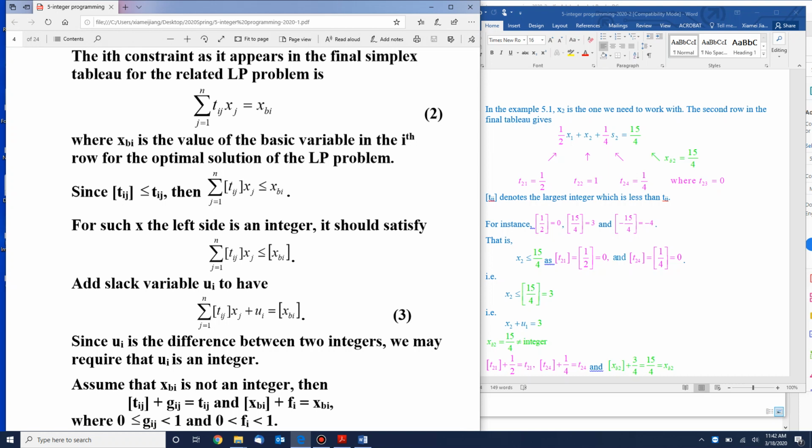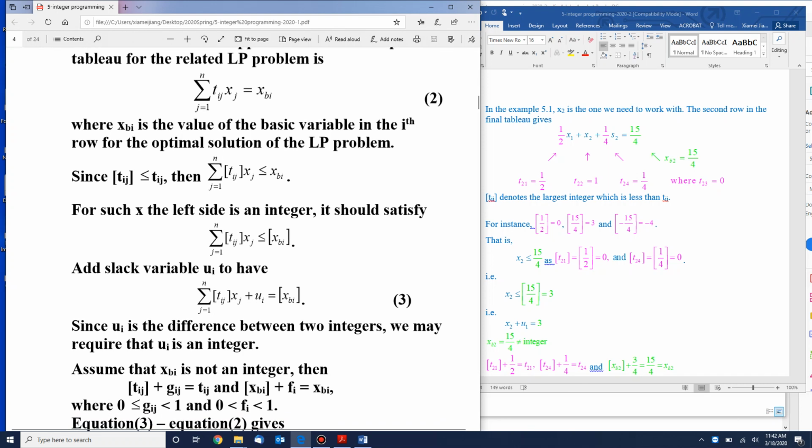We know x2 is less than 15 over 4, like what we have in this equation. And then we just put that in, so in this way we also have x2 less than or equal to 3. And then we add a slack variable here, x2 plus u1 equals 3. And since b2 is 15 over 4, not an integer, we work this out with tij and gij.